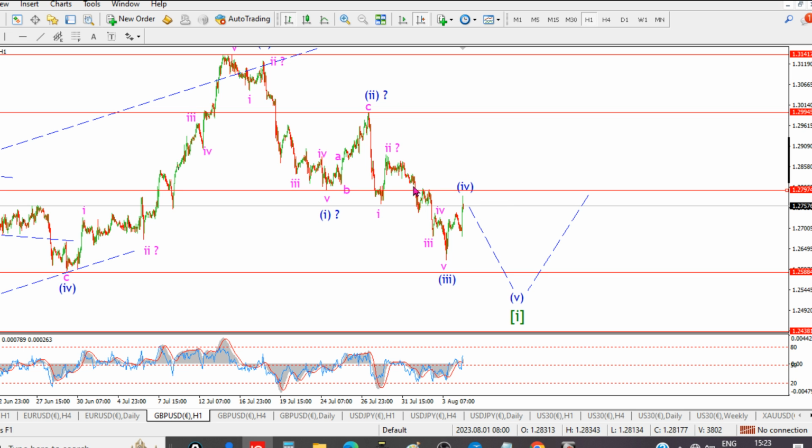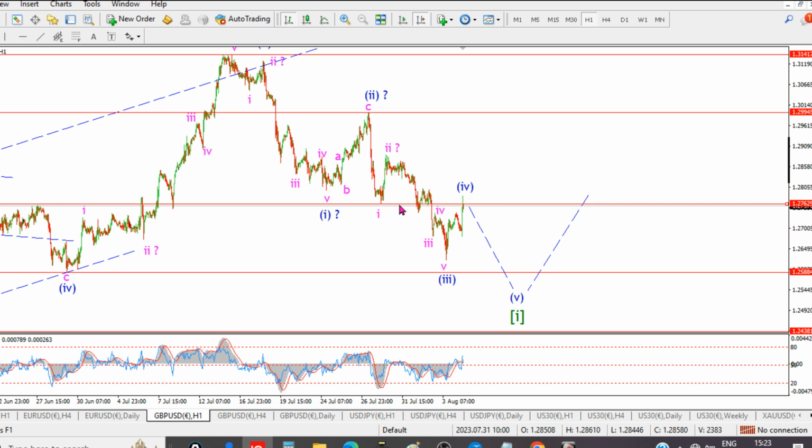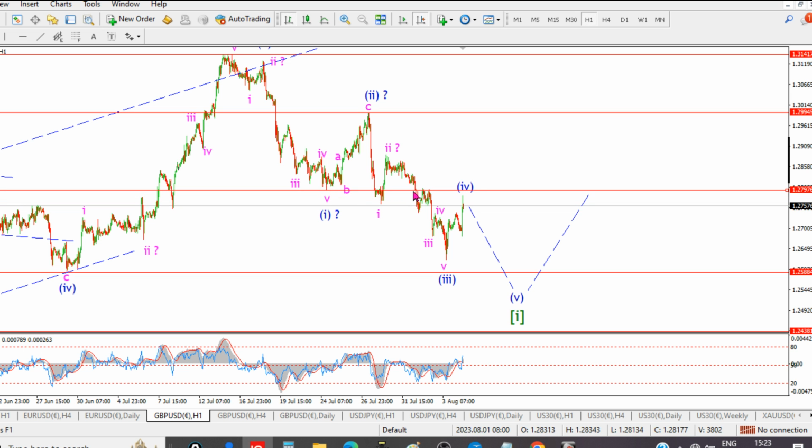Last night I was suggesting that we should not see a break of that 127.60 level. We did. So now we've moved on to the other alternate interpretation, which is we've got a 1, 2, wave 3 done, although it's not perfect. We've got 3 waves up into wave 4, so I'd like to see another turn down in wave 5.